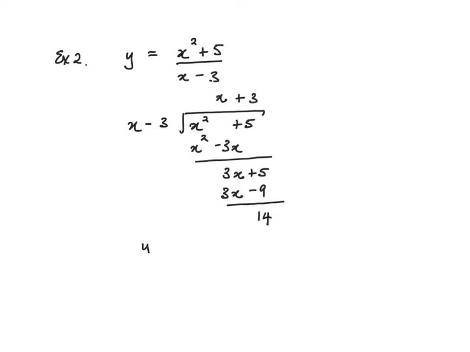So what I have then is that y equals x plus 3 plus 14 over x minus 3. Now, this here is the asymptote. That's not a vertical asymptote, and it's not a horizontal asymptote. This is what we call an oblique asymptote. The line y equals x plus 3 is a line which looks like this here.